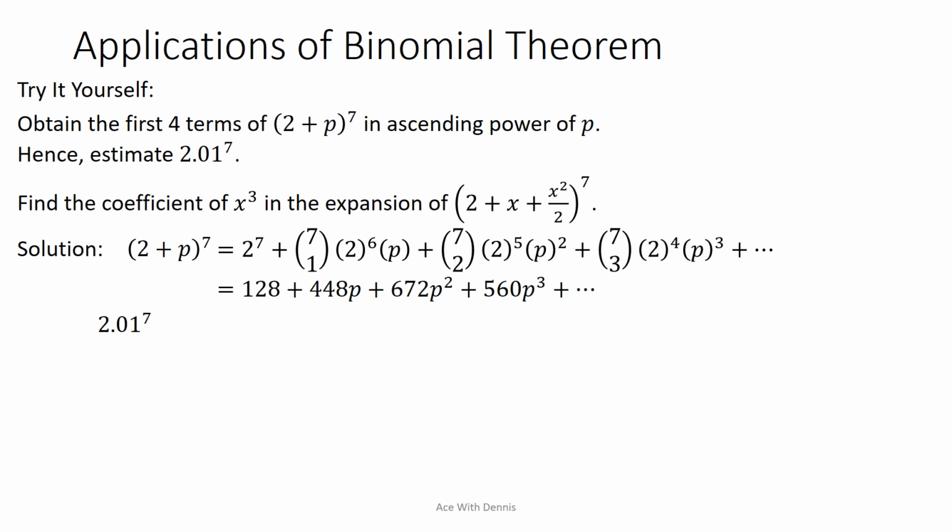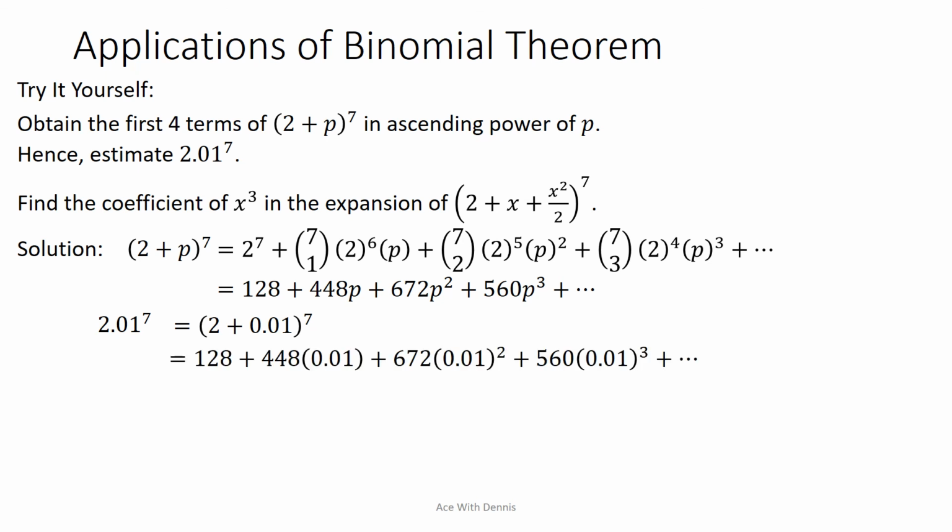Now move on to the next question. Estimate 2.01^7. We can break this number into 2 + 0.01, which means the p is 0.01. So what we need to do is substitute 0.01 whenever we see the p. From here I will get this, and then the rest I just calculate. The value will be 132.54776.